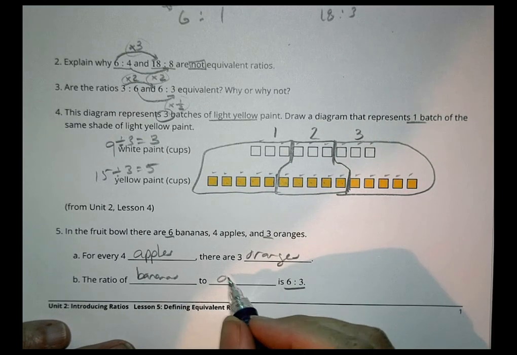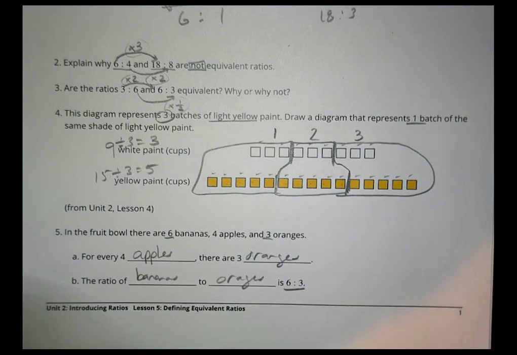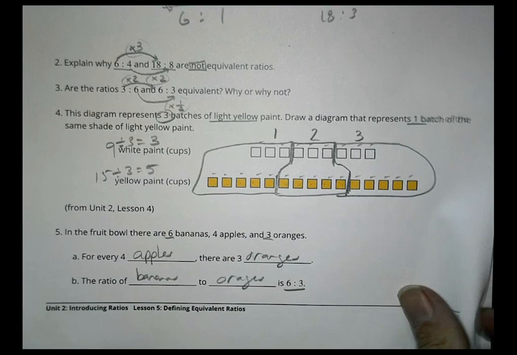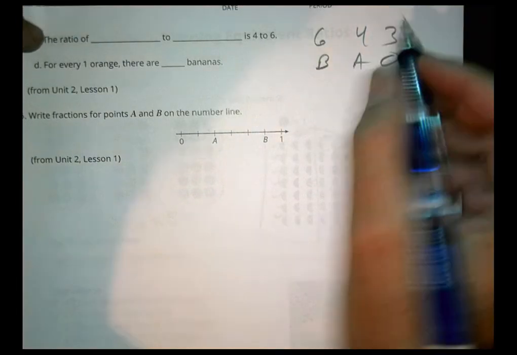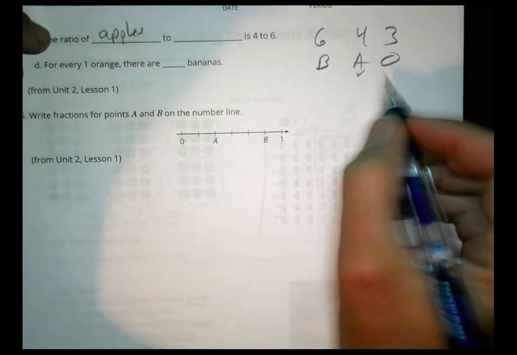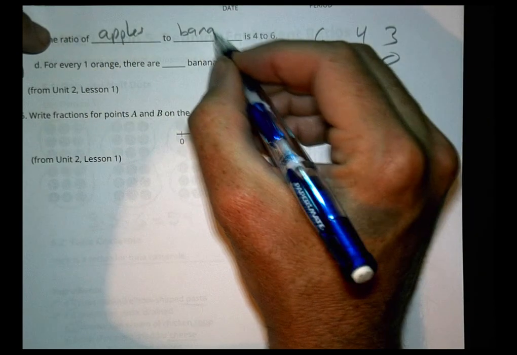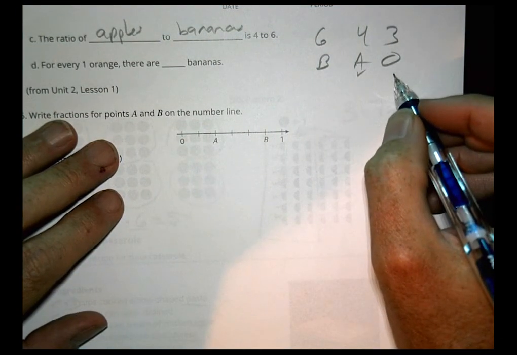Okay, we're still using our 6, 4, 3 for bananas, apples, oranges. 6, 4, 3, bananas, apples, oranges. Just my notes. The ratio of apples to bananas is 4 to 6. So 4 is apples, and 6 is bananas. For every 1 orange, oh boy, there are how many bananas?